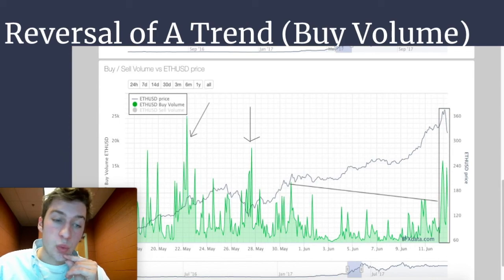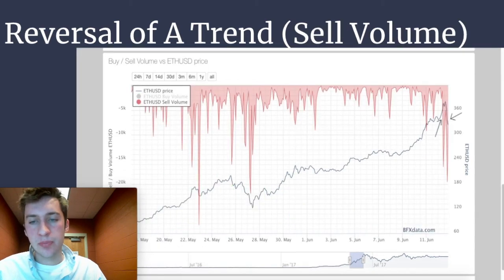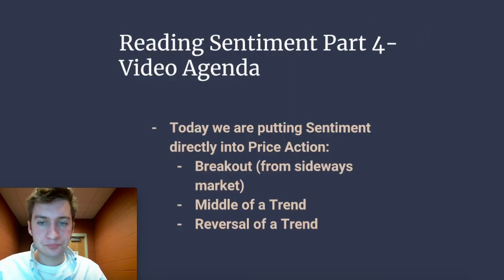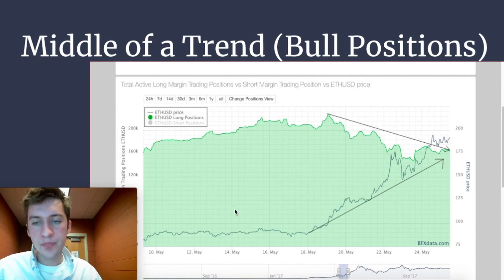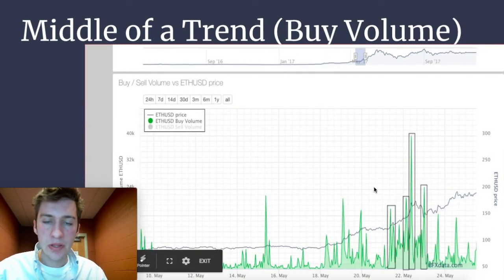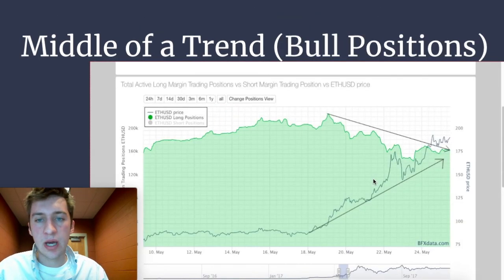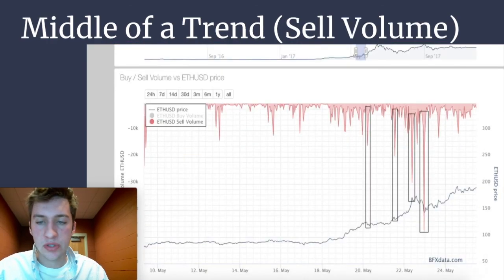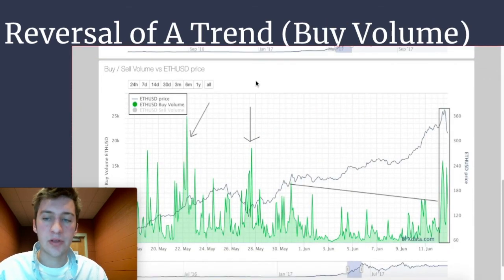So that's going to be it for this video. We have gone over the 3 stages of an uptrend. We've gone over the beginning, also known as the breakout, when we've gone over the breakout from a sideways market. We've gone over the middle of a trend, and when you can see continuation volume and breakout volume with buy volume here, and where you want to see the buy volume and where you want to see the sell volume in the market. And we also talked about how positions factor into that as well, with a decrease in positions. And then we went over the reversal, or what the end of an uptrend should look like. And we categorized that by looking at bull position, sell volume, and buy volume.